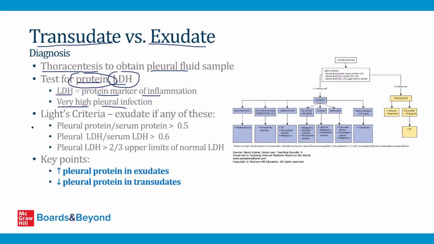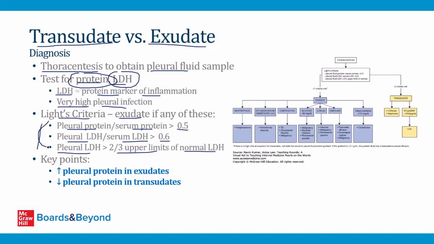Once you know the total protein content and the LDH content of the pleural fluid sample, you can use what's known as Light's criteria to determine whether it's a transudative or exudative effusion. So Light's criteria says the effusion is an exudate if any of these three things are present. The first one is a ratio of pleural protein to serum protein more than 0.5. The second one is a pleural LDH to serum LDH greater than 0.6. And the last one is a pleural LDH that's greater than 2/3 the upper limit of normal for serum LDH.